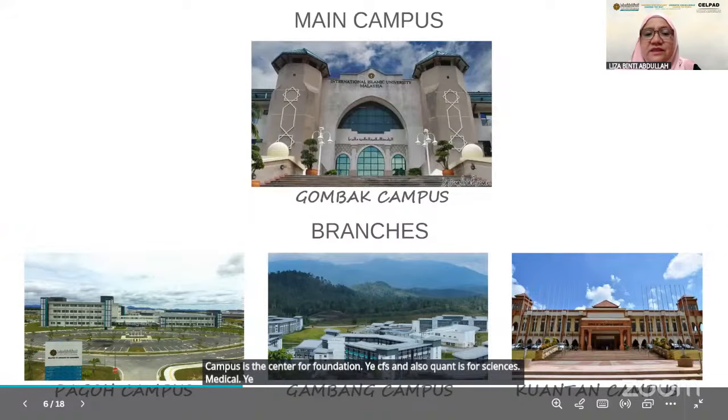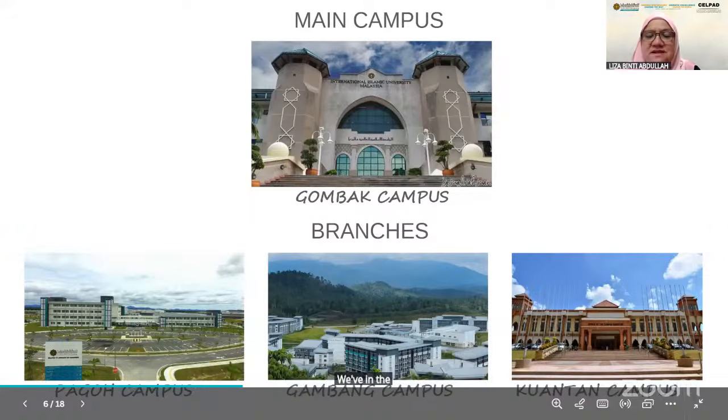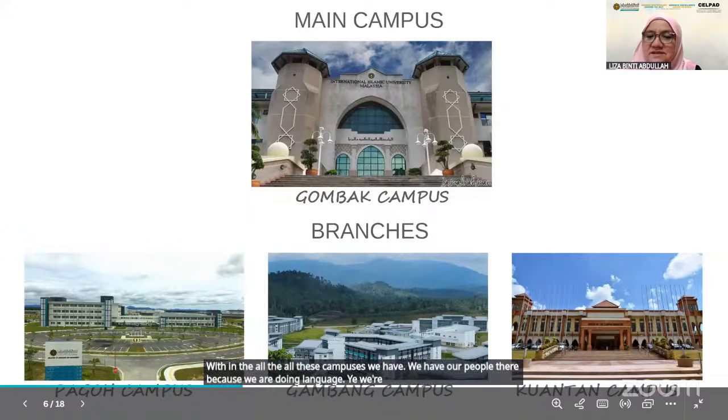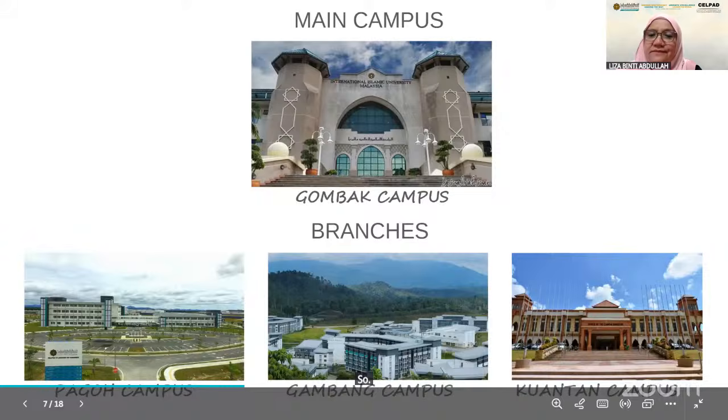So Gambang and Kuantan are in the state of Pahang on the East Coast of Malaysia. Gambang campus is the center for foundation studies, CFS, and Kuantan is for sciences and medical studies. Within all these campuses, we have CELPAD. We have our people there because we are doing language. We're offering elective courses. So yeah, all right.